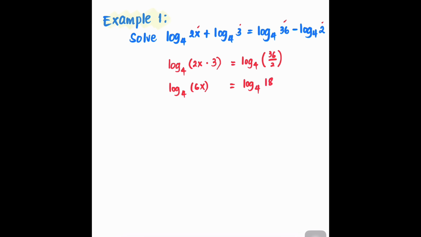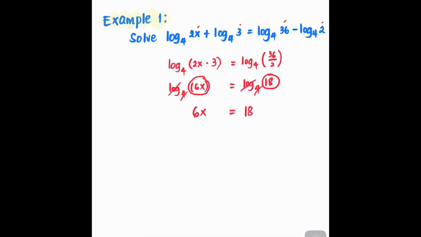Now, at this point, we can see that they have the same base of 4. So if we go back to the property earlier that I showed you, since they have the same base, definitely we just need to take this and this one. So we just simply cancel that out, and we'll have 6x equals 18.